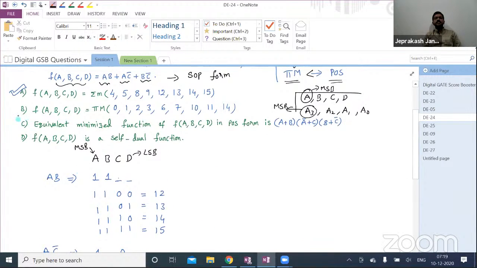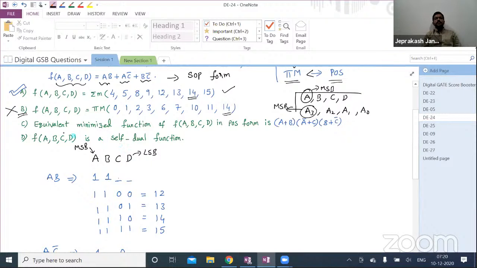Now, whether option B is correct? Here 14 is there, here also 14 is there, right? Since this function is correct, this function won't be correct, right? Yes, because here you're having minterm 14, you should not contain the corresponding maximum, right? So option B is wrong, not correct.